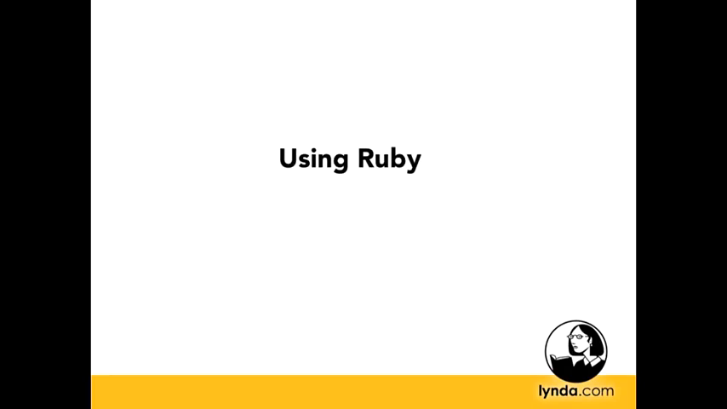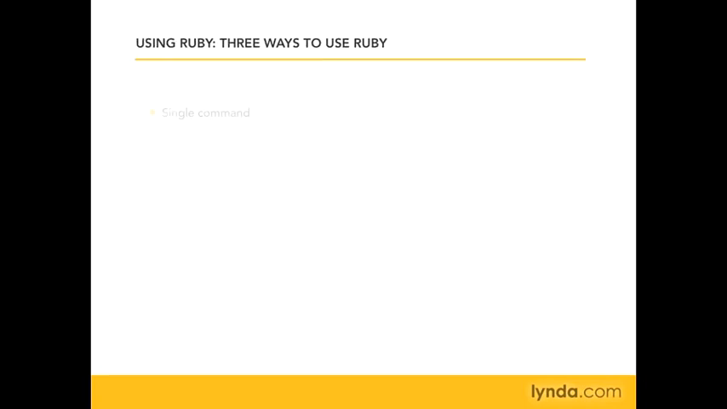Now that we have everything we need for programming in Ruby installed on our computers, we're ready to take a look at how to use Ruby. And there are three different ways that I want us to look at. The first is going to be a single command. The second will be using a Ruby file, actually saving a file that has Ruby code in it. And the third will be IRB, the interactive Ruby shell.